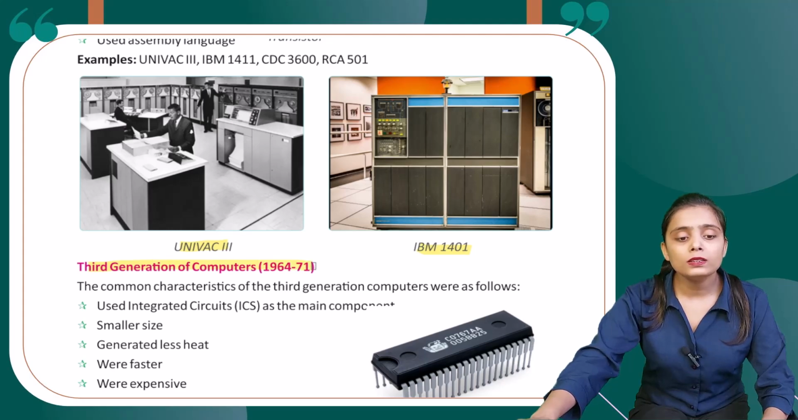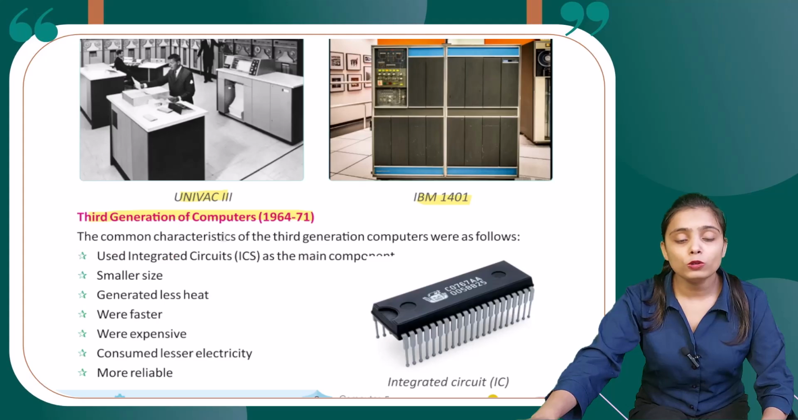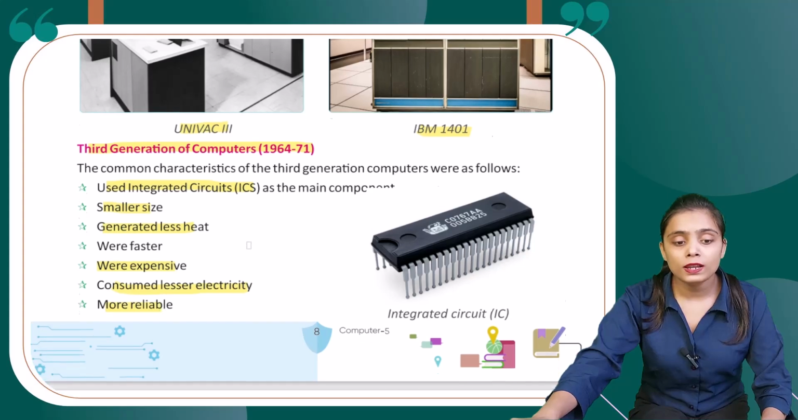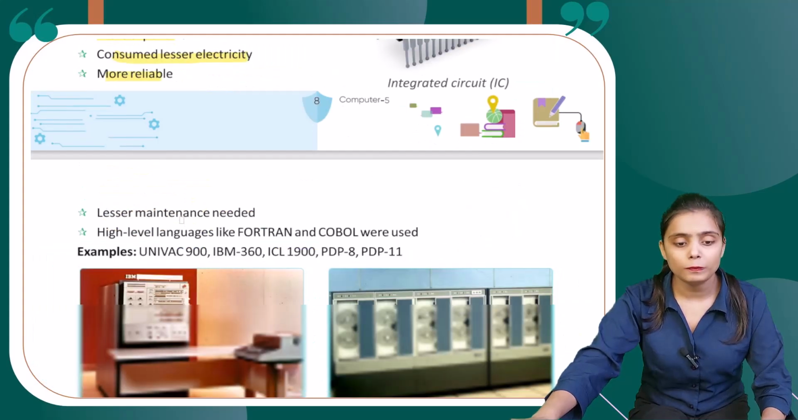Now let's see the third generation of computer. Time period was 1964 to 71. The most common characteristics of the third generation computer were as follows. Used integrated circuits. Okay, here you can see the picture of integrated circuit as the main component, plus they were smaller in size, generated less heat. Okay, were faster, were expensive, consumed lesser electricity, and more reliable.